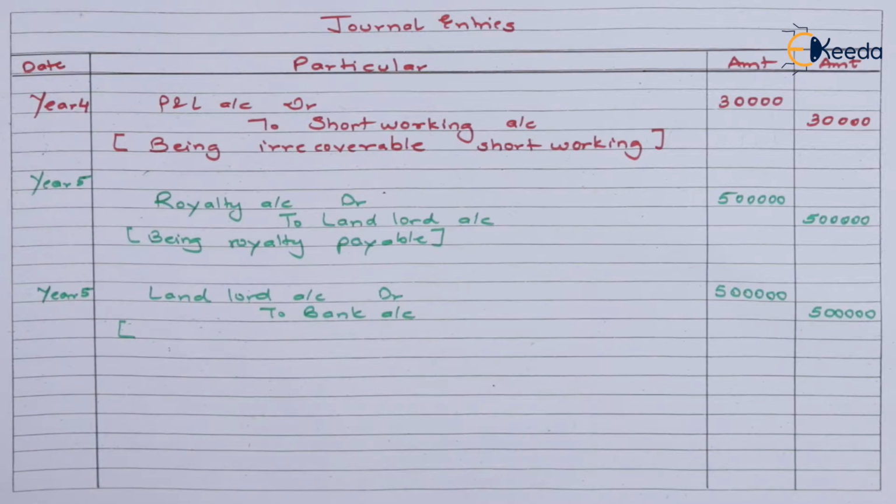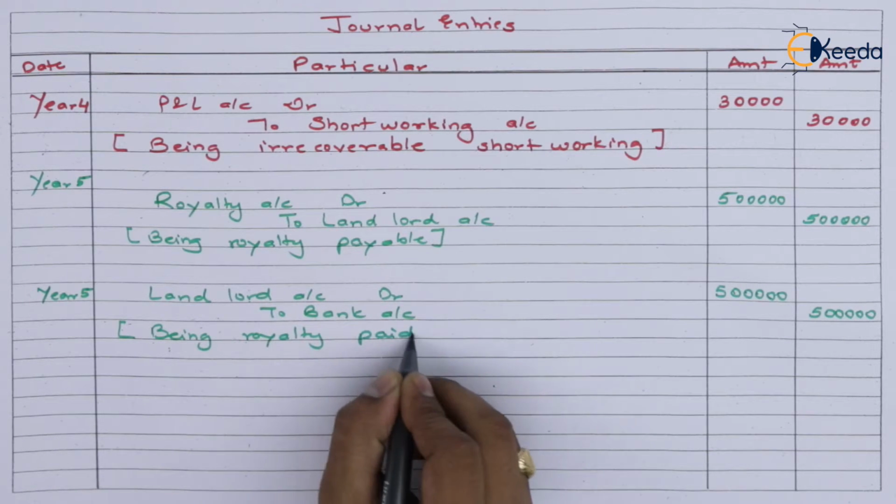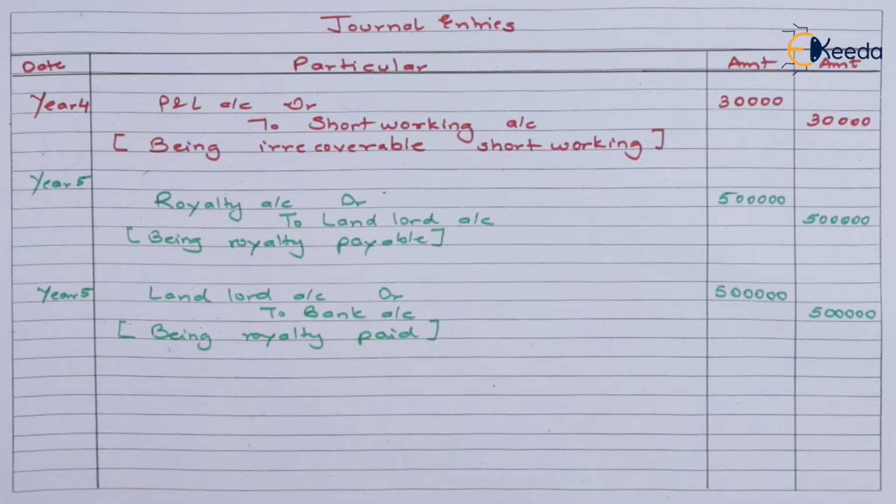So the entry that we have passed here is landlord account debit to bank account with the amount of 5 lakh. Here we have mentioned in the narration that this is the royalty that is paid because there is no short working, hence there is nothing to look after. Let's transfer this to profit and loss now. Now the last entry of year 5 will be transfer of royalty to profit and loss account.